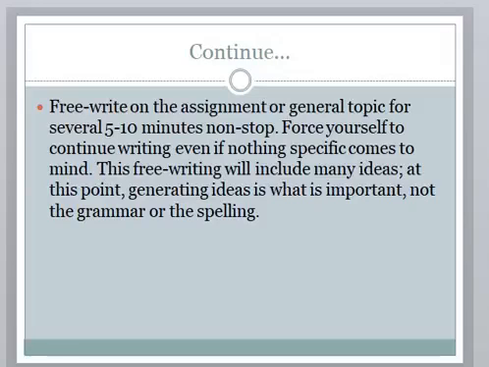Pre-write on the assignment or general topic for 5 to 10 minutes non-stop. Force yourself to continue writing even if nothing specific comes to mind. This pre-writing will include many ideas. At this point, generating ideas is what is important, not the grammar or the spelling. So in pre-writing, you have to give yourself a time limit. You have to write for 1 or 10 or 20 minutes, and that will be non-stop.